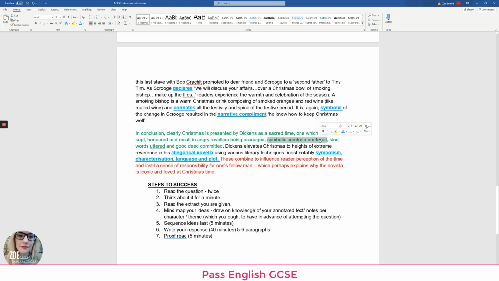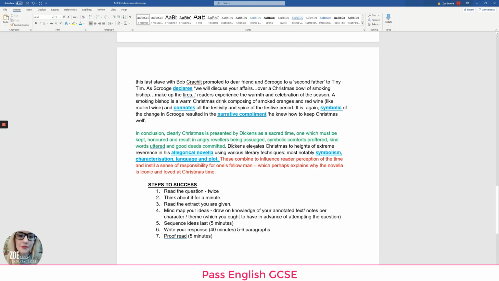Symbolic comforts proffered, so I'm talking about the ghost's torch, I'm talking about the horn of plenty, I'm talking about the smoking bishop. Kind words uttered, oh what a lovely pudding, for example, and good deeds, that should say deeds committed, so the good deeds of the ghost of Christmas himself, assuaging, soothing the angry revelers, and Scrooge being kind to Bob. So you can see all of these are examples I've raised in my essay.